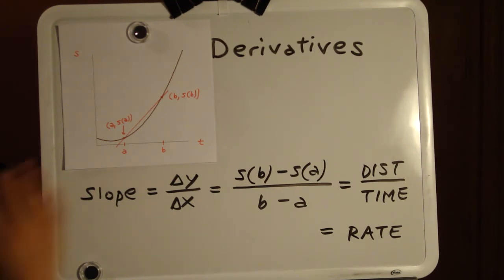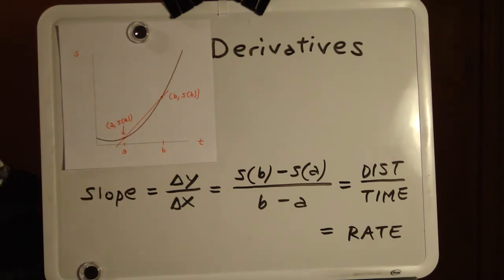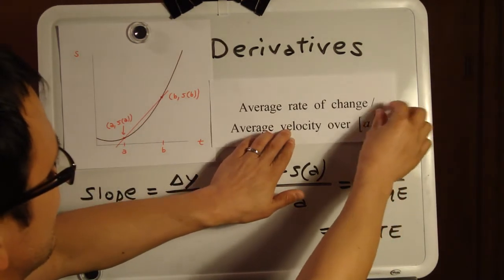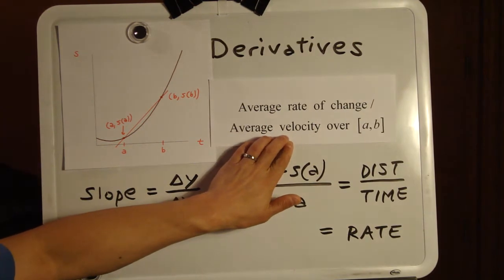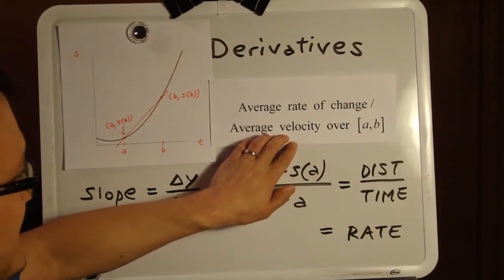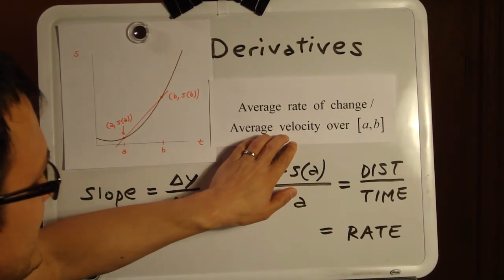So the concept here, if you think about this picture and what it means, this is a secant line, but the big thing is that this represents an average rate of change or an average velocity, over the interval A to B, because we're talking about rate here.